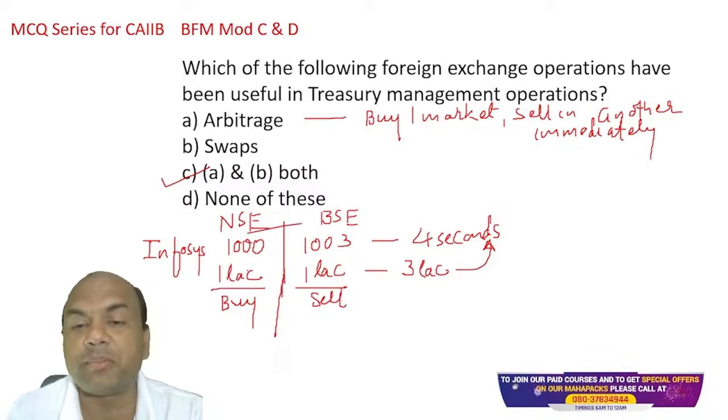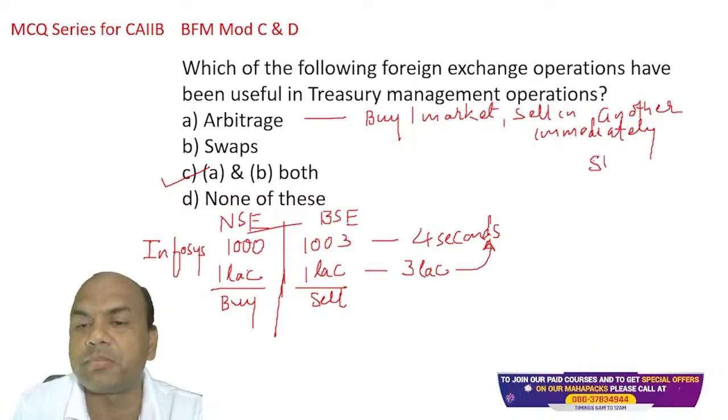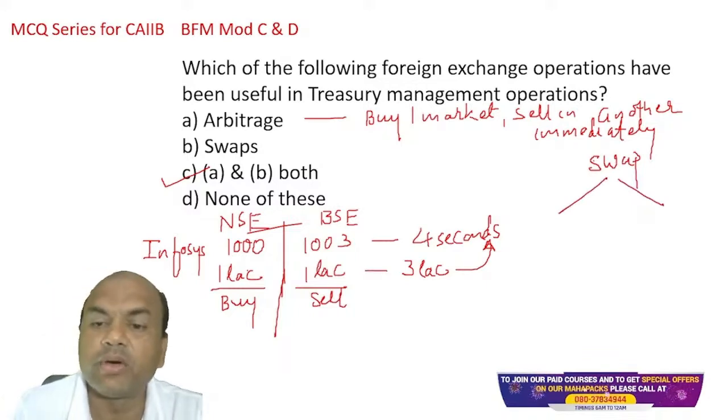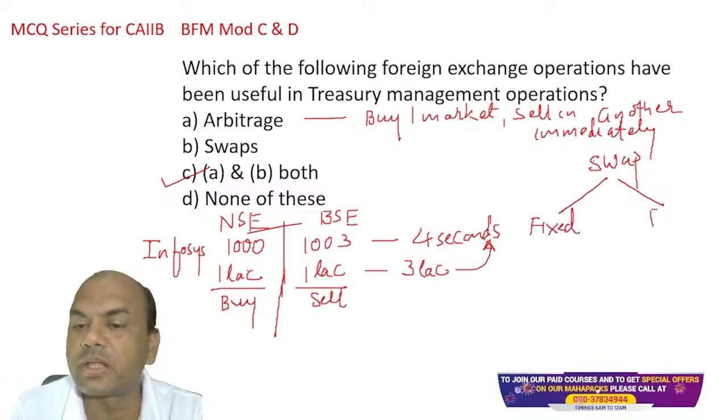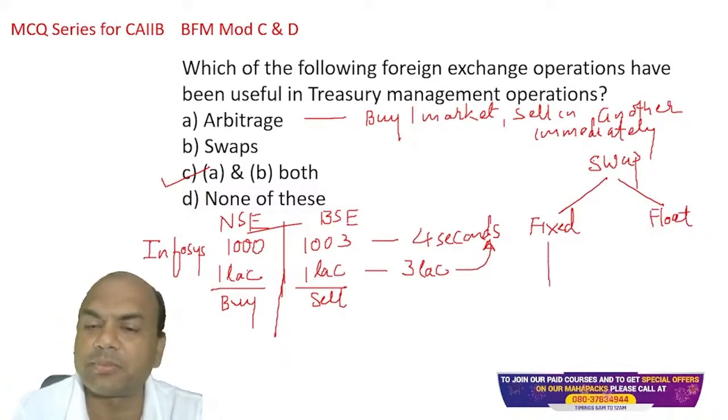Now what is swapping? Remember only one basic thing about swapping: there are always 2 legs in swaps. One is fixed and the other is floating. What do you mean by this? Let me keep it very simple and give you an example.